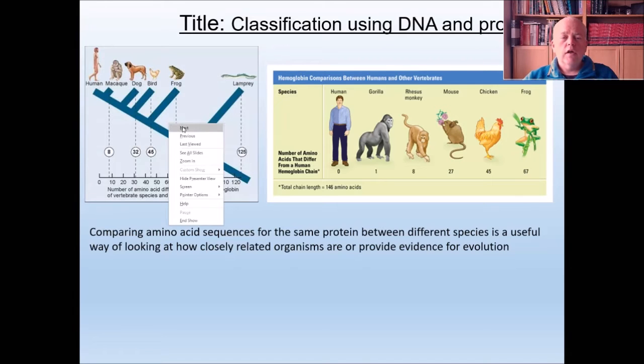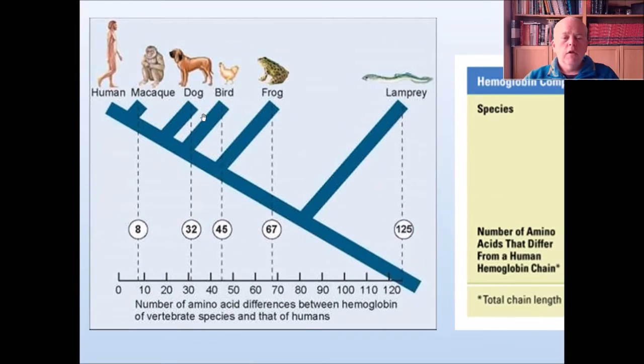I'm just going to have a quick look at this particular part first of all. What you can see along here is this sort of idea of a phylogenetic tree, and across the top we've got human, macaque, dog, bird, frog, and a lamprey. What this little image represents is a chart to show the differences between amino acid sequences of a particular protein. In this case, we're looking at one of the protein chains in hemoglobin, and the number of amino acids that are different between the hemoglobin protein in human compared to macaque.